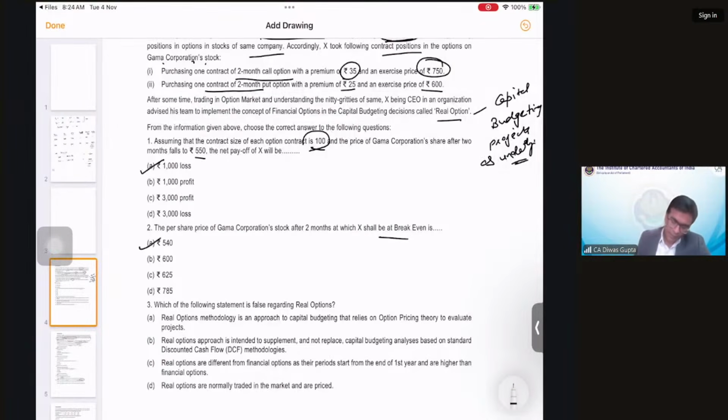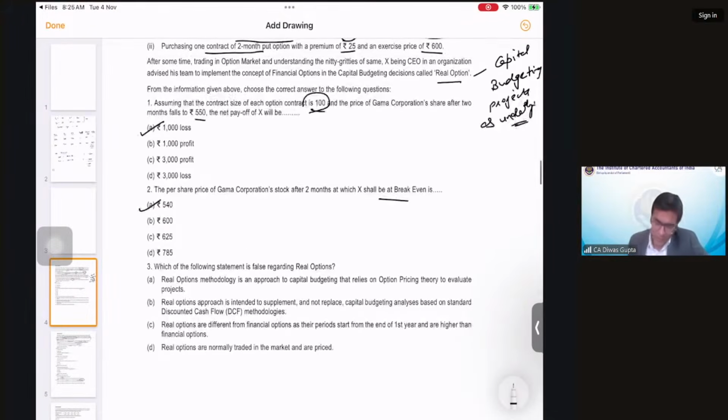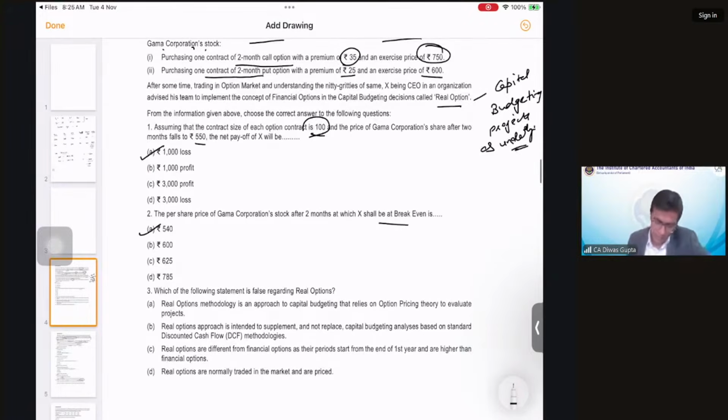Okay, clear? And the last part, which of the following statement is false regarding real options? Any doubts, students? Any questions till now? Please do let me know. Okay. Which of the following statement is false regarding real options? Real options methodology is an approach to capital budgeting that relies on option pricing theory to evaluate projects.